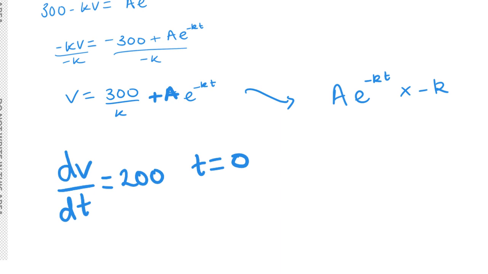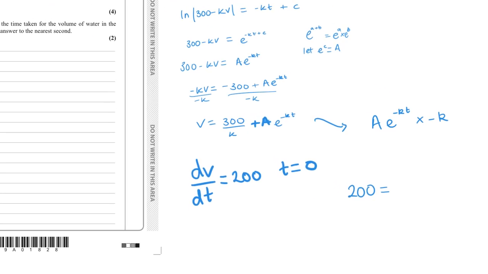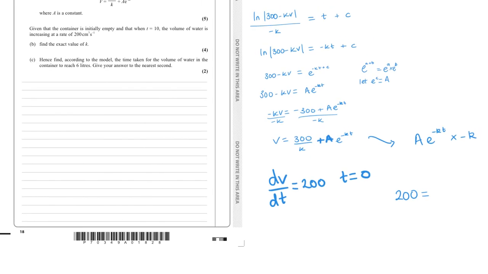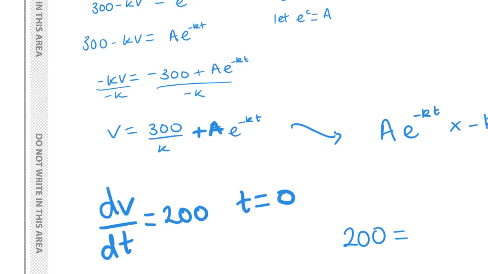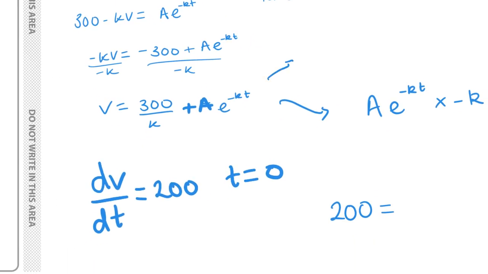So, God, that's really pixelated on the screen, isn't it? So, we're going to have 200 equals... Okay, so, we have now like two unknown variables. So what we need to do in this case is go back to the question. And let's just double check something, because this isn't right. We can't just now say that minus k times a is something. Given that the container is initially empty when t equals 0, v equals 0. Okay, so we're able to do this now.